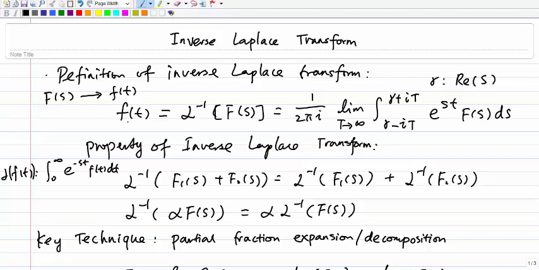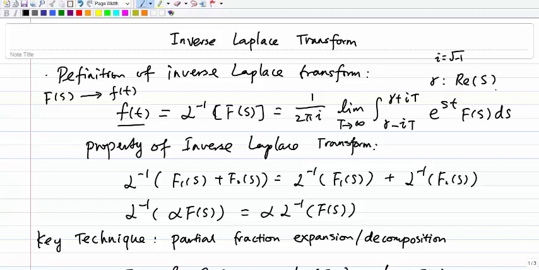The inverse Laplace transform is given by f(t), which is L inverse of F(s). The definition is a little bit complex. It is given by 1 divided by 2 pi i, where i is the square root of -1, and the limit as T goes to infinity of the integral from gamma minus iT to gamma plus iT of e^(st) F(s) ds. Here gamma is a real part of s. So this is the definition of the inverse Laplace transform.